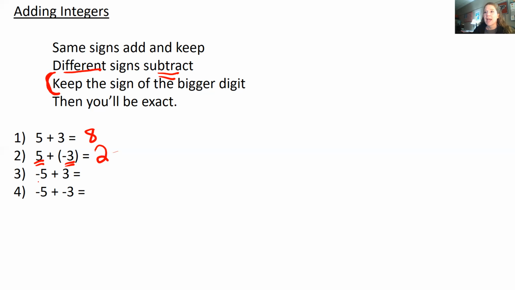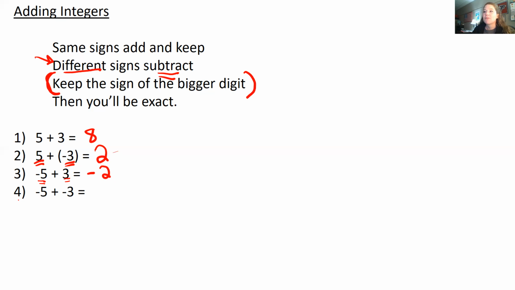All right, number 3. Look at the two numbers. What do we have? We have a negative and a positive. So they have different signs. So once again, we're thinking of this part of the song, different signs subtract. So once again, we're thinking of the difference between 5 and 3 in our heads, which is 2. And then it says keep the sign of the bigger digit. Is 5 bigger or 3? 5 is bigger, and since it's negative, the sign of our answer is negative. So -5 + 3. That's like owing your dad $5 and only paying him $3. You still are in debt $2, right?